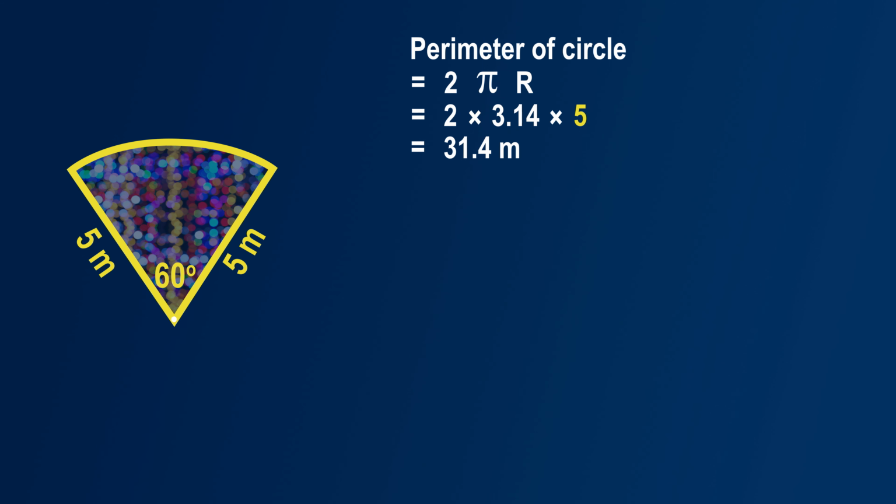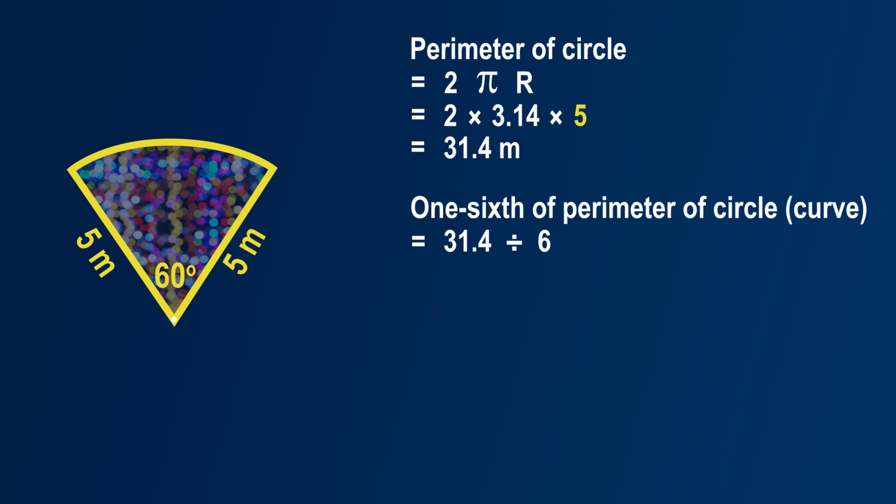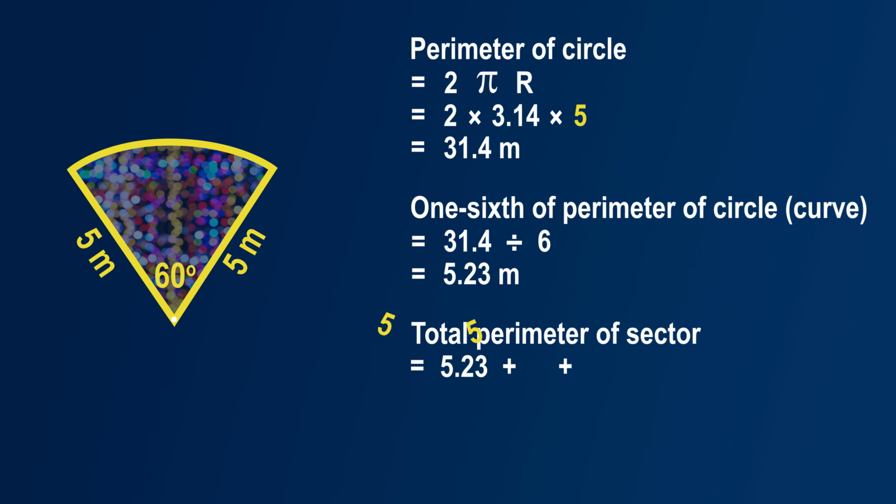Now for the second part. This sign is only 1/6 of a circle, so we divide the perimeter by 6. The curved part is 5.23 metres long. Now for the last part. To work out the length of the border all around the sign, we add the 2 radii. 5.23 plus 5 plus 5 again is 15.23. The perimeter around this sector, that's the border around the whole sign, is 15.23 metres.